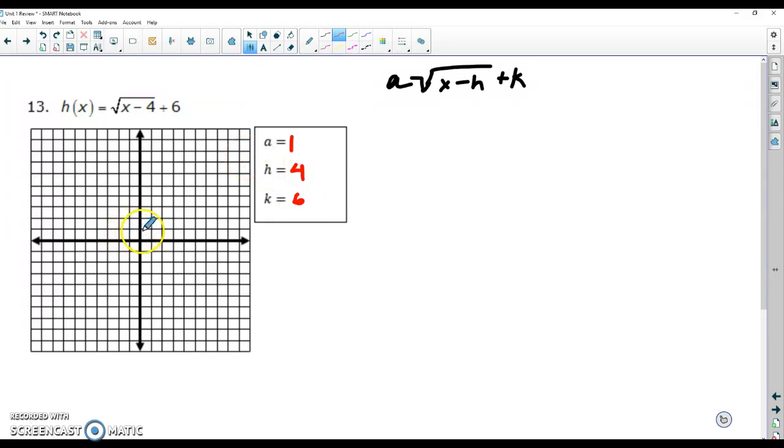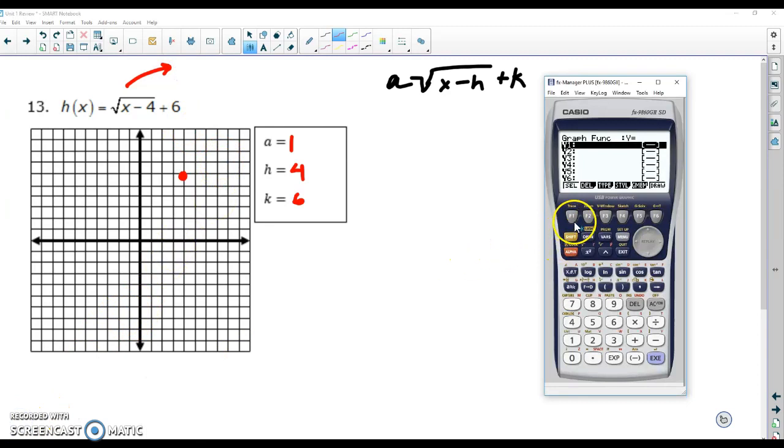Now we can actually graph the starting point of this shape using the H and the K. H is the X, so it's 4 to the right, and then we're going to go 6 up. So I believe that's probably about right here. Now the basic shape to this is going to look something like this. So then we can go into the calculator and type in.